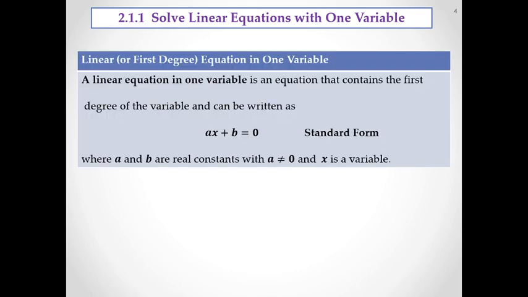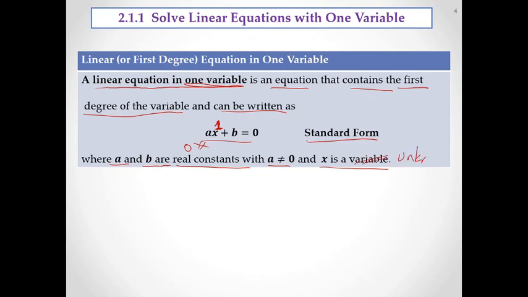Solving linear equations with one variable. When we say a linear equation in one variable, it's an equation that contains the first degree of the variable, or first power. You don't see x squared, but you see the first power of the variable, and it can be converted to this one. We can call this the standard form, where a and b are real constants, and a is not 0. And here x is the variable, or unknown.